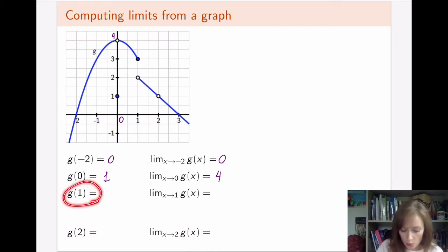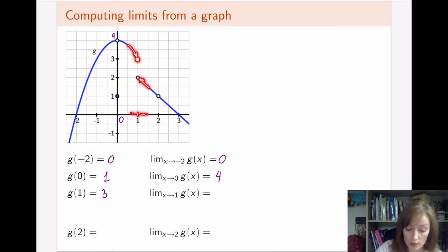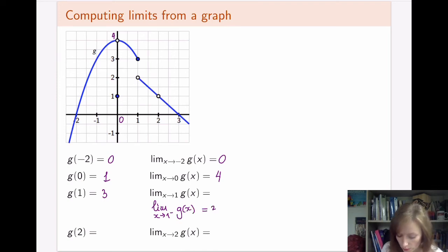Okay, what about g of 1? G of 1, so again, I'm going to think about where can I find the function at x equals 1, and the filled in circle is here, so g of 1 is 3. What about limit as x approaches 1 of g of x? So not at 1, but near 1. And I'm going to go from the left and from the right. And here I see that from the left, it approaches one value. And from the right, it approaches a different value. Okay? So limit here as x approaches 1 from the left is equal to 3.